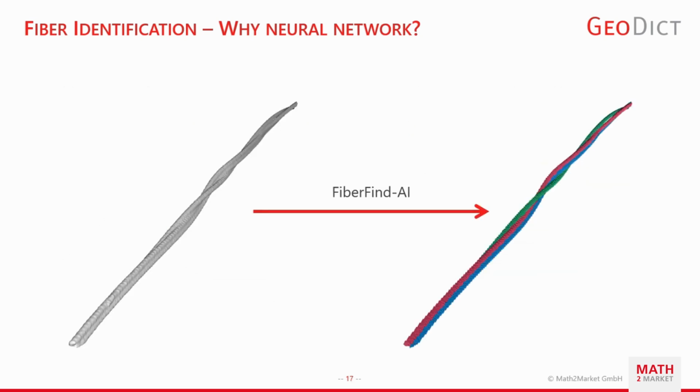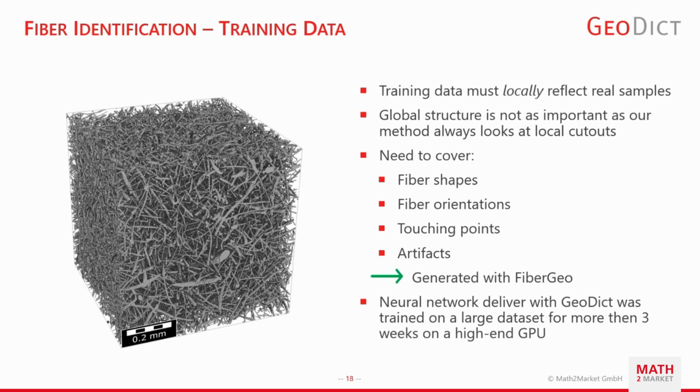And this is what the result looks like. We have on the left the original CT scan, and on the right the image where we labeled each fiber with one ID, here represented as 3 different colors. So, second question that always comes with AI methods: how do you train it?